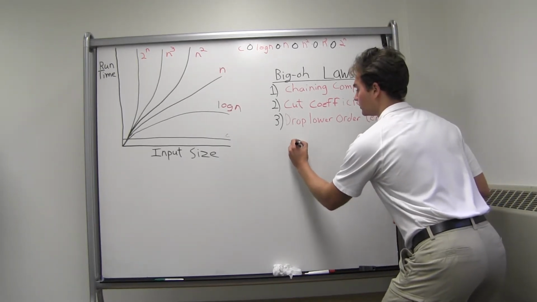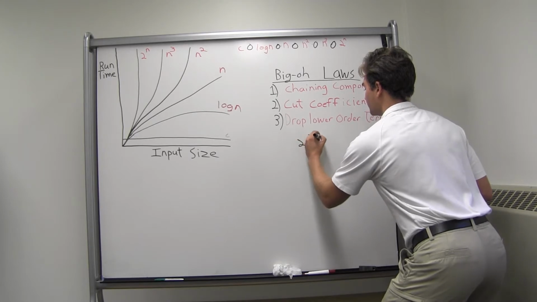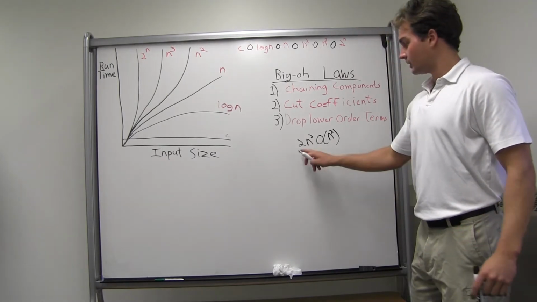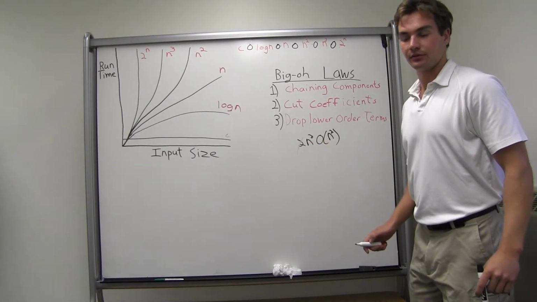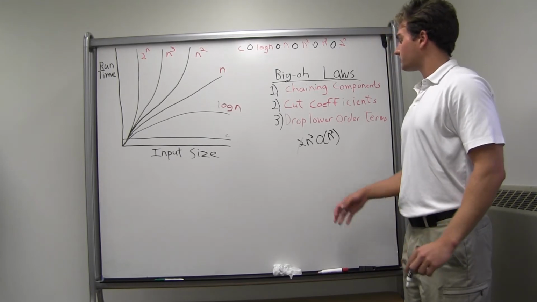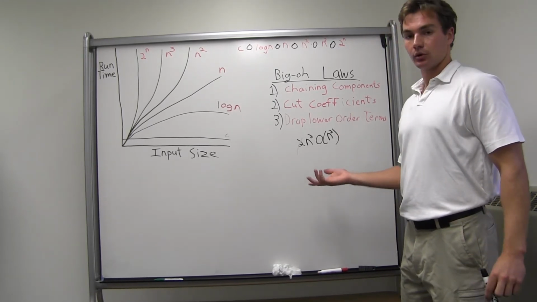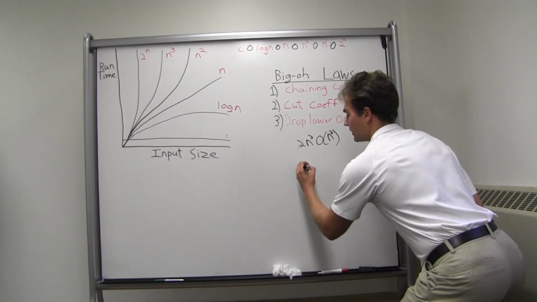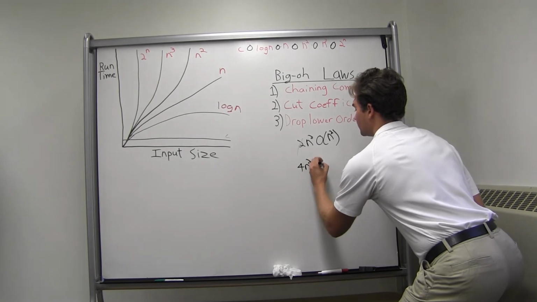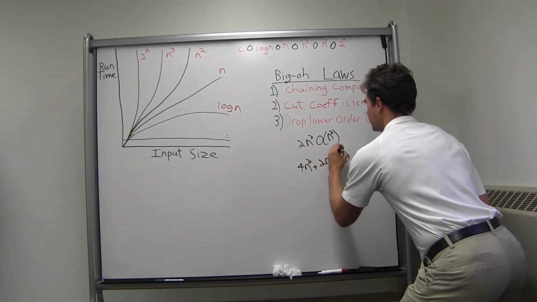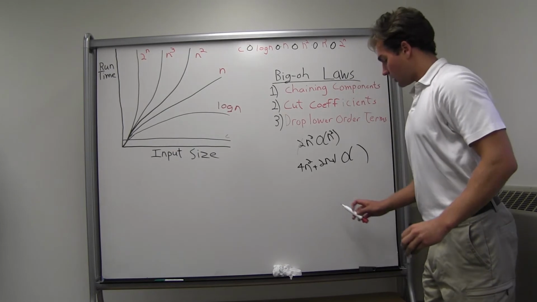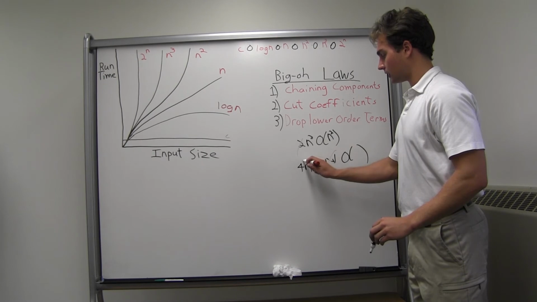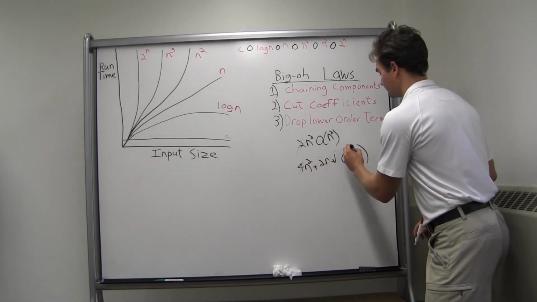Cutting coefficients is, well, I'll just draw out a little example. Let's say you had 2n squared is big O of n squared. Basically, you cut this coefficient right here. It doesn't matter in the long run. Let's move on to the next one: drop lower order terms. Let's say you had 4n squared plus 2n plus 1. What is that big O of? Well, we are going to drop these terms right here. Boom, boom. They no longer matter. We're also going to cut our coefficient, and you guessed it, it is also big O of n squared.